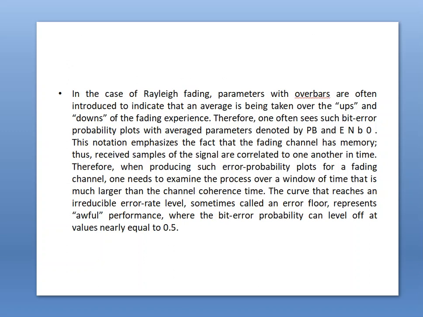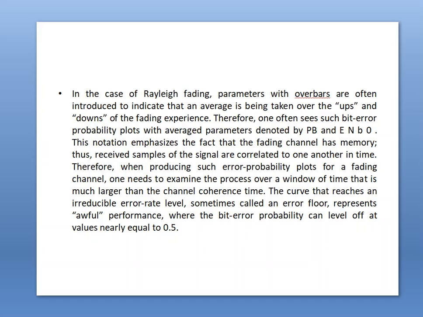Now, in case of Rayleigh fading, parameters with an overbar are often introduced to indicate that an average is being taken over the ups and downs of a fading experience. Therefore, one often sees such bit error probability plots with the average parameters denoted by Eb/N0 and probability of error. These notations emphasize the fact that the channel has memory, thus received samples of the signals are correlated to one another in time.